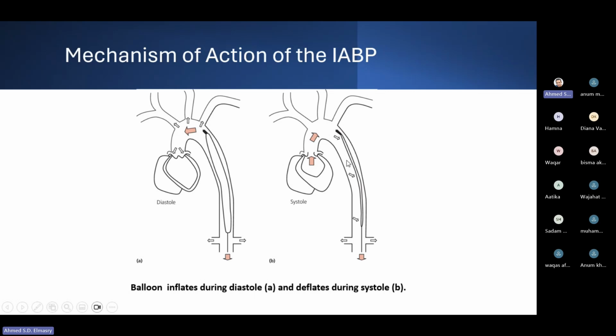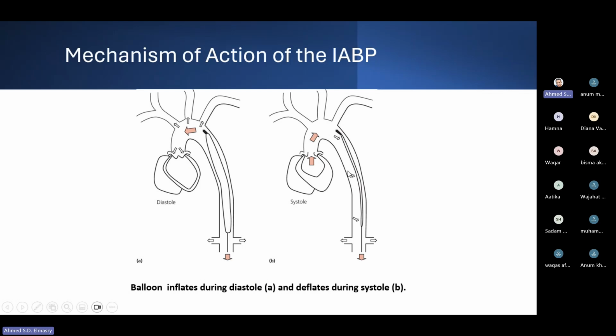But when the intra-aortic balloon starts the deflation, this will make like a vacuum. This will create a negative pressure inside the aorta, and this will decrease the afterload during the systolic phase. So the balloon is helping the heart during the diastolic phase and also during the systolic phase. During the diastolic phase, it increases the diastolic area under the curve, and it will increase the mean arterial blood pressure, and also it will increase the coronary perfusion and distal organ perfusion.